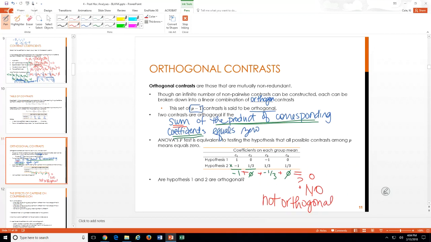Is that to say that they're wrong or they're incorrect or they're invalid? No, not at all. It's just a characteristic of pairs. They may or may not be orthogonal.